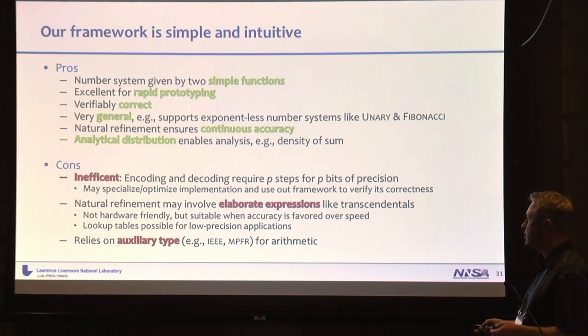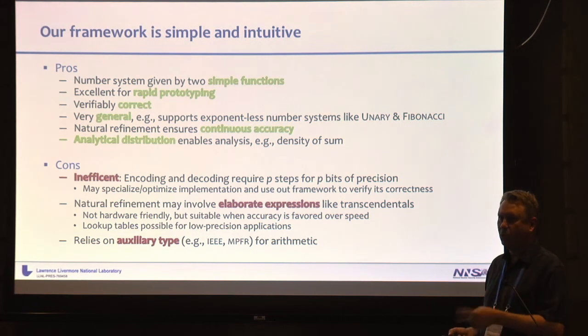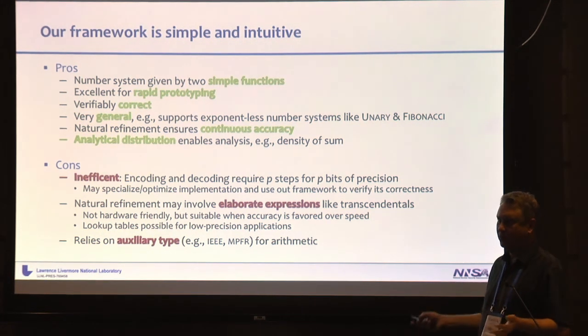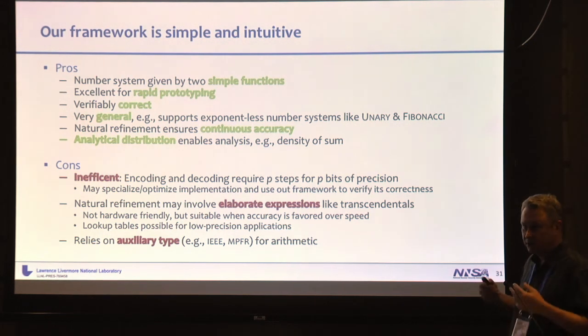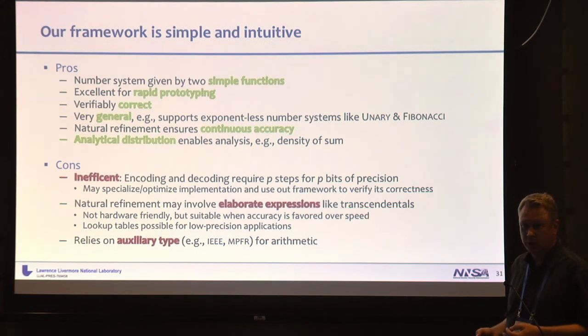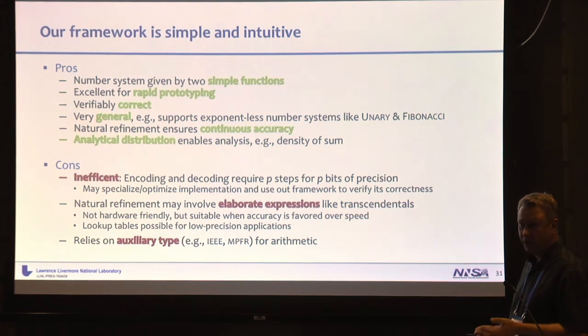In terms of cons, this is not the most efficient way of doing things. We're essentially parsing 1 bit at a time. So P, the precision, is very large. This is not very fast, right? But you can do this to get something up and running, and then you can select a number system that works for you and then focus on optimizing that implementation. And you can use our framework to verify that it's actually correct.